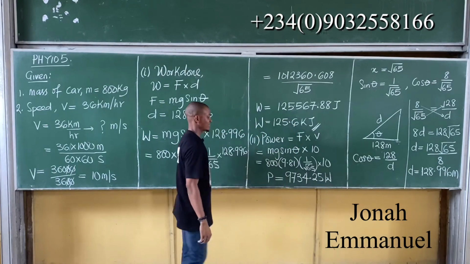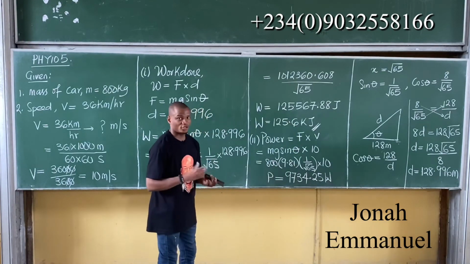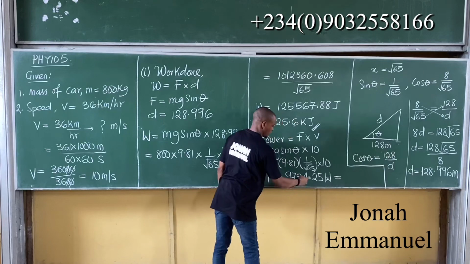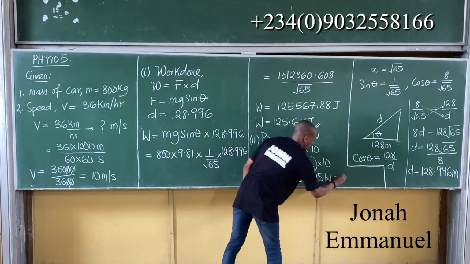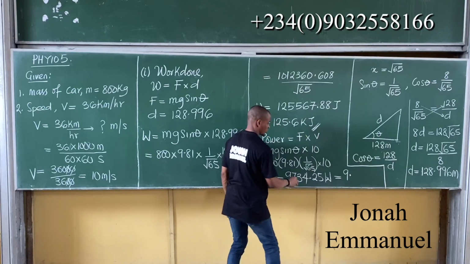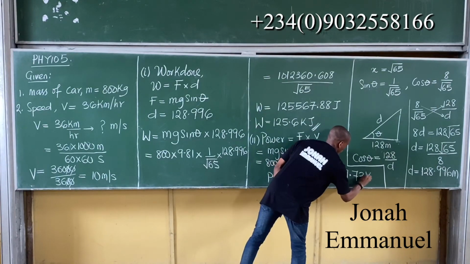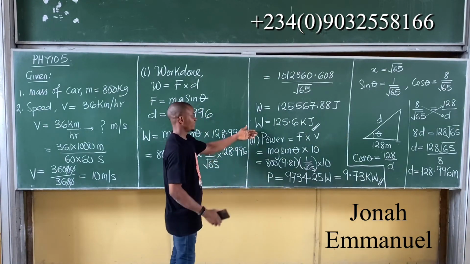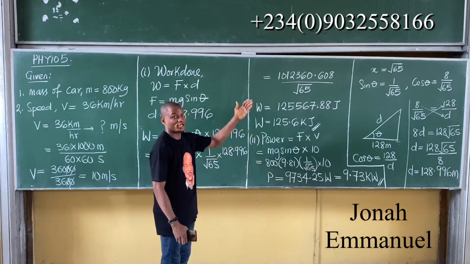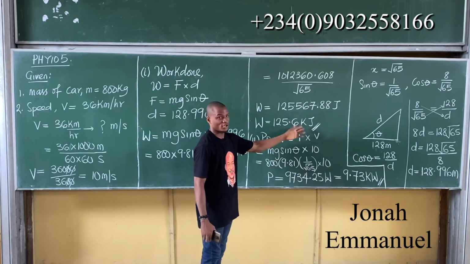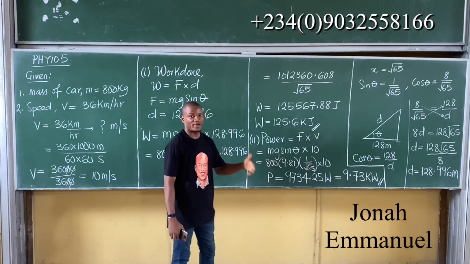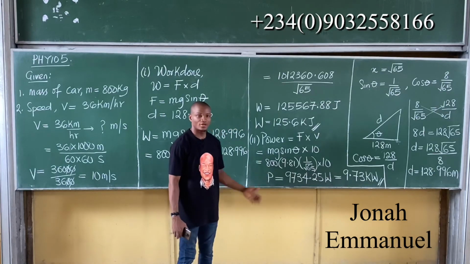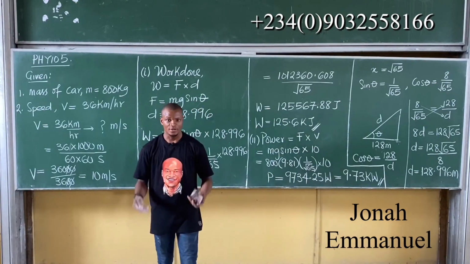The power is measured in watts. We'll also give this value in terms of kilowatts. So in terms of kilowatts, move this as 1, 2, 3. That will now give you 9.73 kilowatts. So this becomes the power. Therefore, the work done by the car in moving up the hill is 125.6 kilojoules, and the power used by the car in moving up the hill is 9.73 kilowatts. So this is how you solve this problem.